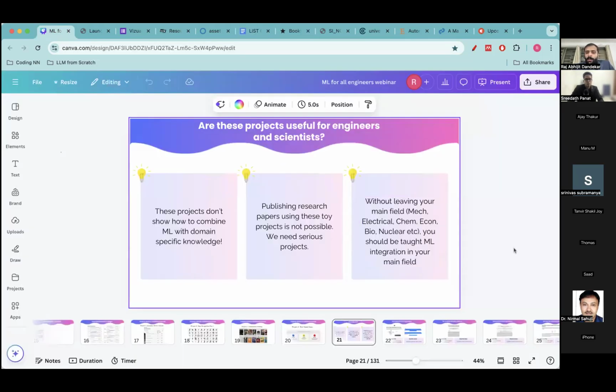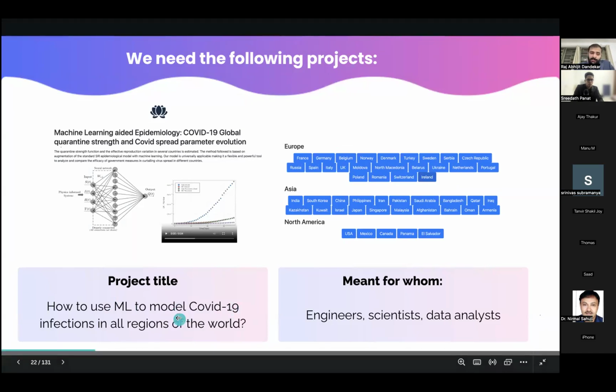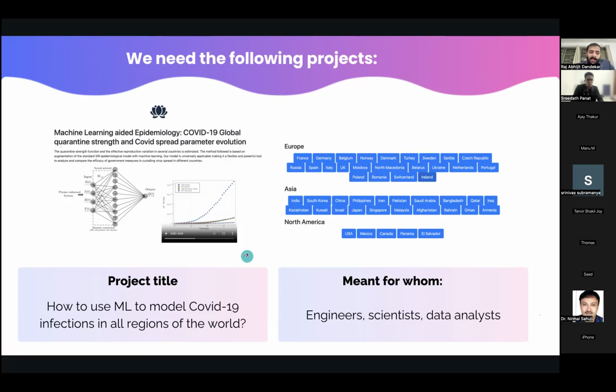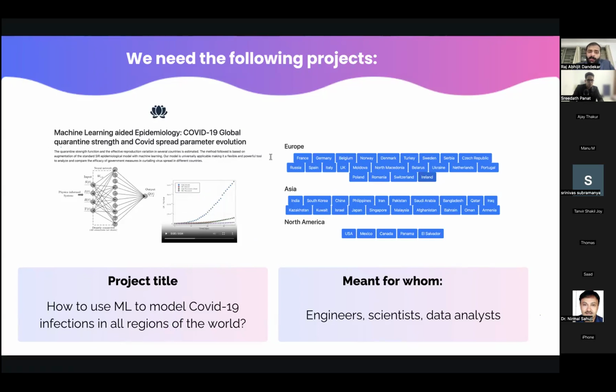And let me tell you what kind of projects you can do later to distinguish yourself from the rest of the people who are transitioning to machine learning. So take a look at some of these projects. So what if you are a computer science engineer, let's say, instead of doing a Twitter sentiment analysis, what if you use machine learning to model COVID-19 infections in all the regions of the world? This is what I did at MIT. I had switched from mechanical engineering to CS, and I did this as my first project, which combined machine learning with COVID-19. So, which combined machine learning with epidemiology. And suddenly, this became a very impactful project which no one has worked on. And I could even turn it into a publication.